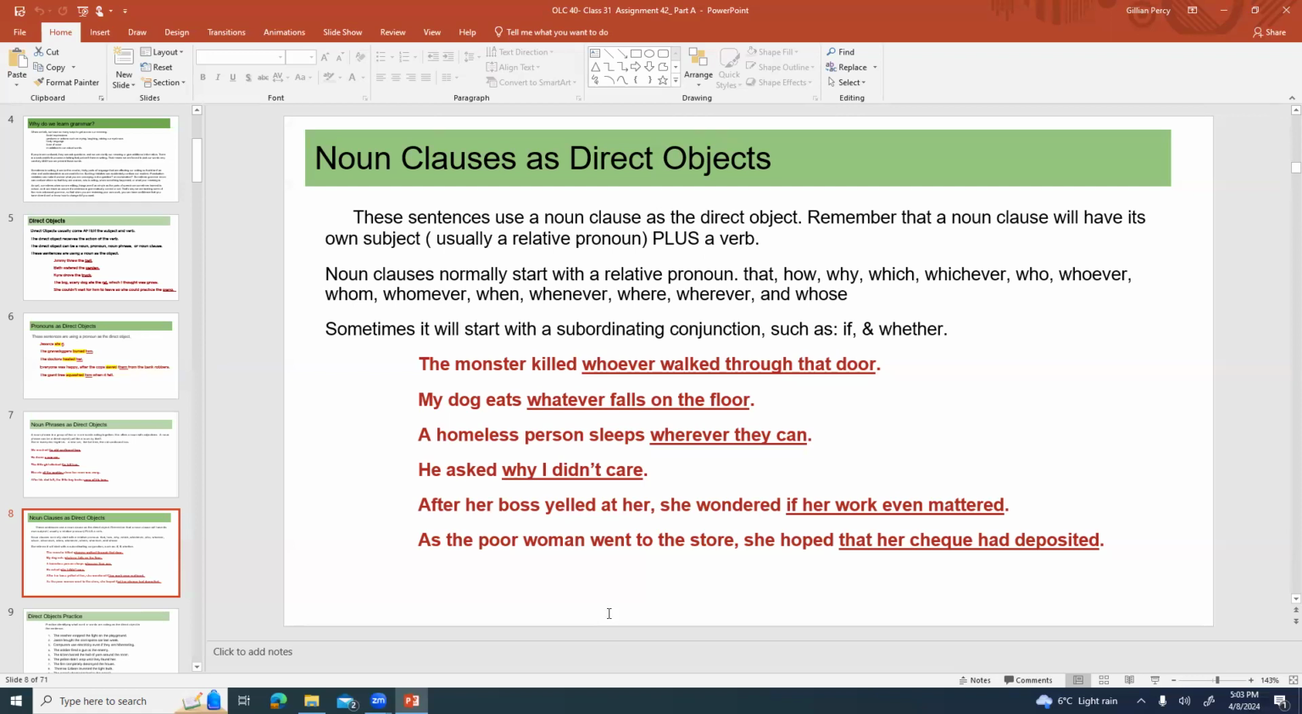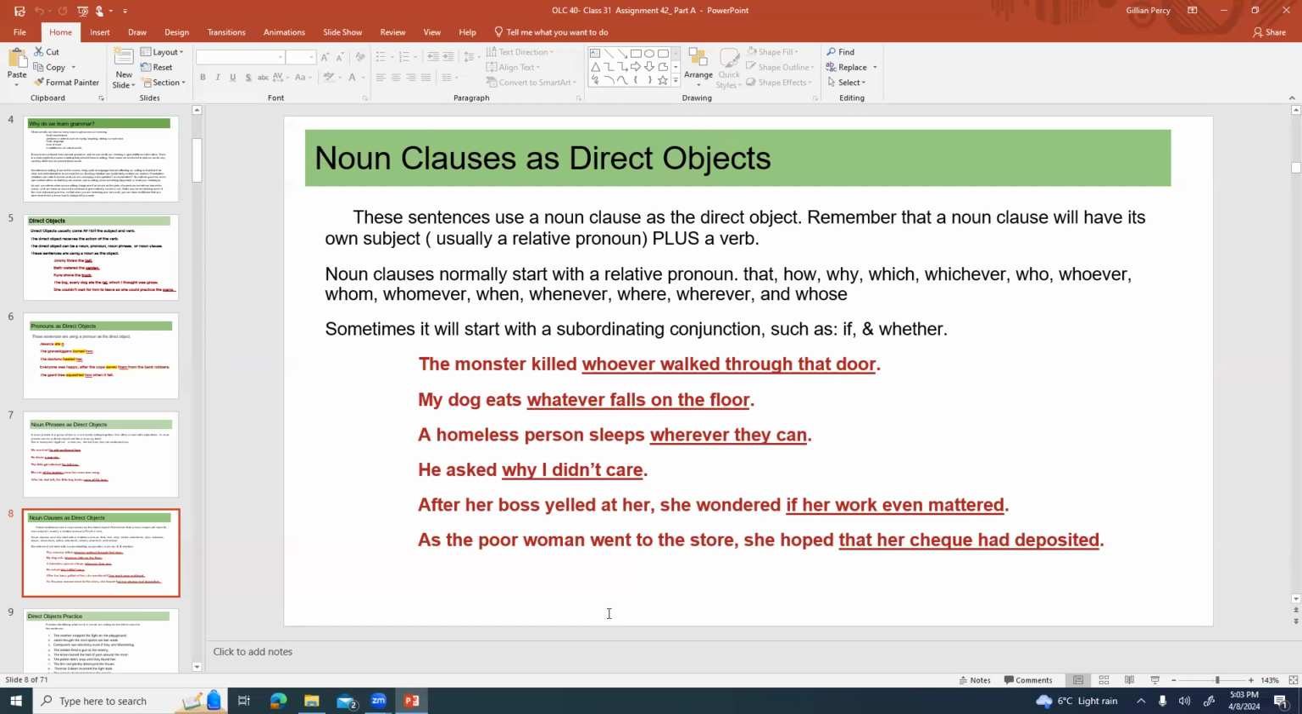My dog eats whatever falls on the floor. Whatever falls on the floor is the direct object. A homeless person sleeps wherever they can. Wherever they can is the direct object. He asked why I didn't care. Why I didn't care is functioning as a direct object.